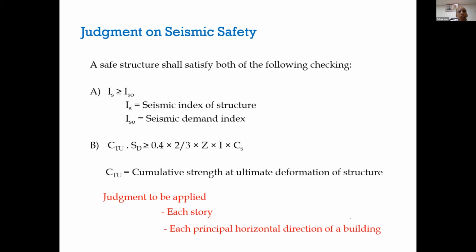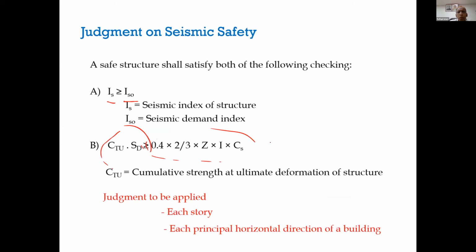And when we get both IS and ISO, then judgment is applied in two ways. One is checking whether IS is more than ISO, and another is its minimum strength, whether it is more than this value. CTU is the cumulative strength at ultimate deformation. At the ultimate stage, it must have a minimum strength, there should be more than this value. So this judgment is applied for each story and each principal horizontal direction of the building.